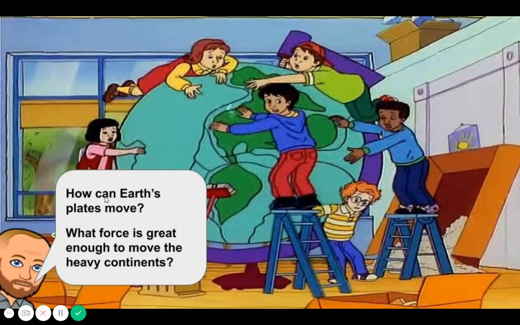But how can Earth's plates move? Mr. Wegener's still confused. What force is great enough to move these heavy continents? And all the class in Magic School Bus is going, yeah, Wegener, what is it? We can barely hold this thing together. How in the world is this going? They piece it together.